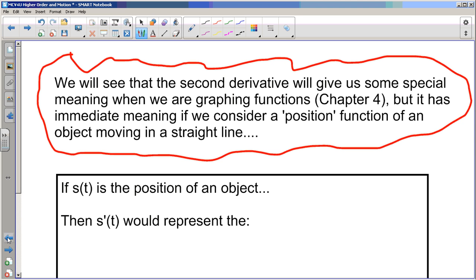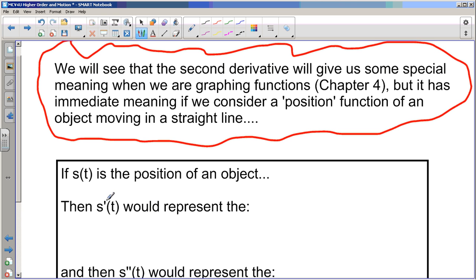It says, we will see that the second derivative will give us some special meaning when we are graphing functions in Chapter 4. But it has immediate meaning if we consider a position function of an object moving in a straight line. Taking the derivative of the derivative is no big whoop, but if s at t is the position of an object, well then what's s prime at t? Well, it's the rate of change of the position. That's the velocity, right?